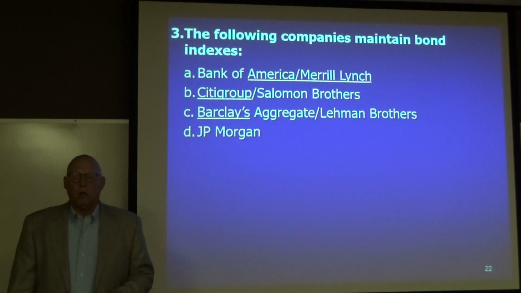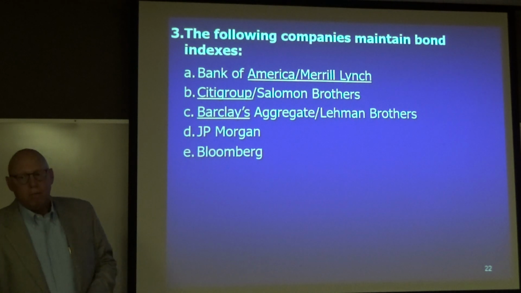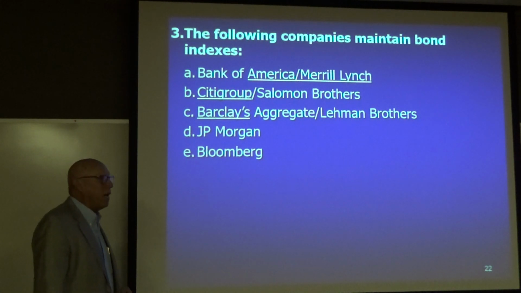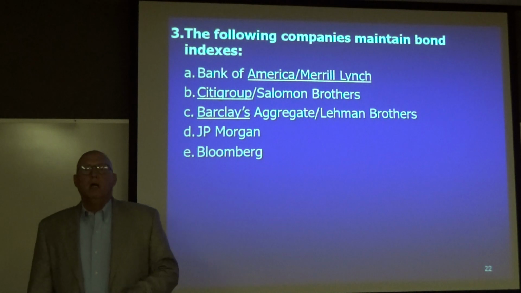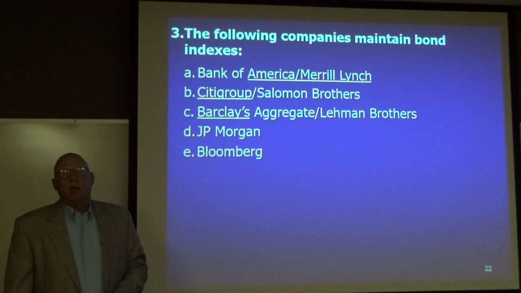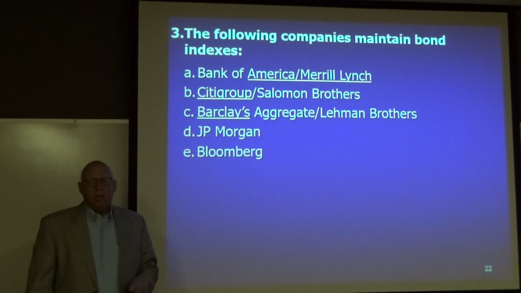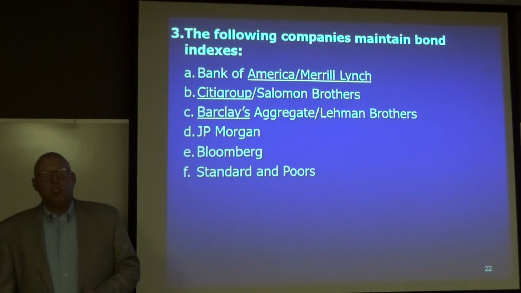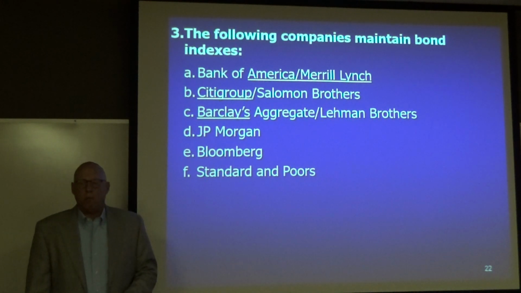Okay, JP Morgan, a large bank in New York. And then Bloomberg, if you don't know Michael Bloomberg, the mayor of New York, he made his billions by starting a database and a quotation system that he named after himself, the Bloomberg Company. And so they maintain indexes. And then Standard & Poor's, which is owned by McGraw-Hill, they have stock indexes and they have bond indexes.